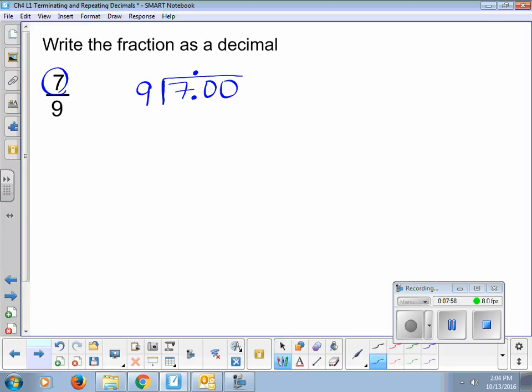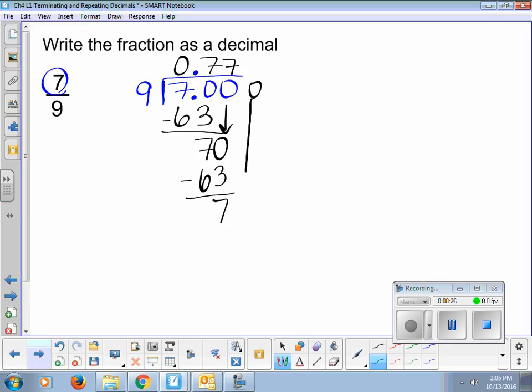Can 9 go into 7? No. So can 9 go into 70? Yes, 7 times. What is 9 times 7? 63. We subtract. We get 7, and we bring down our 0. How many times can 9 go into 70? 7. What's 9 times 7? 63.